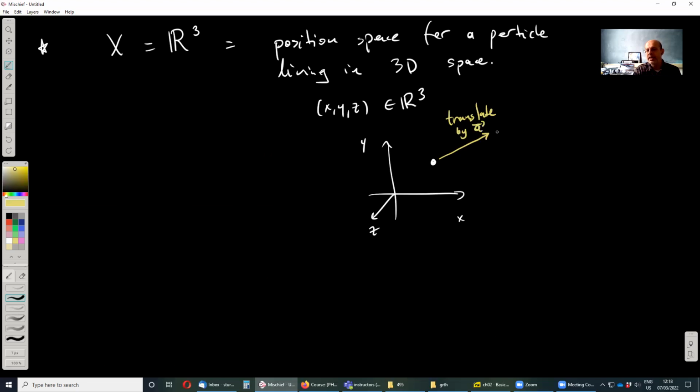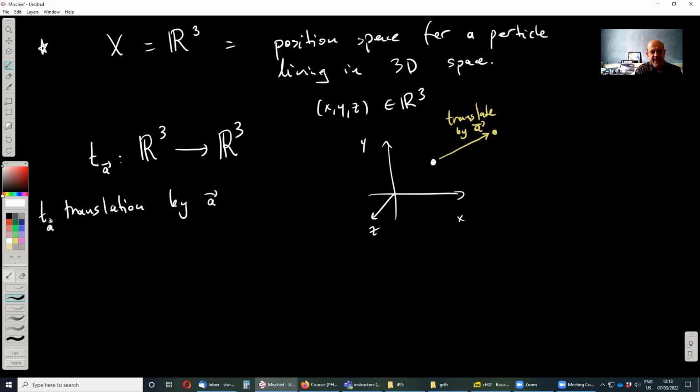Okay, A is some kind of a vector, and then you just translate it to a different location. So a translation by A, for example, is a map. So let me just show it like that. The translation by A, let's say, is like this. This is T_A, that's translation by A, is a map on R cubed.